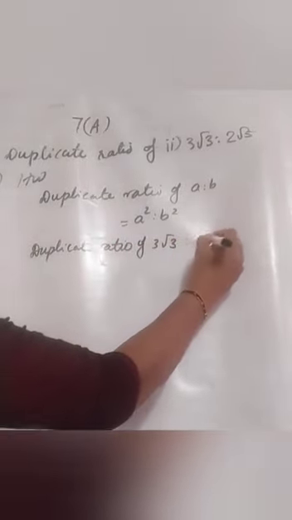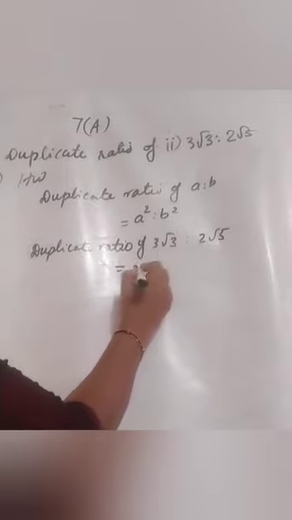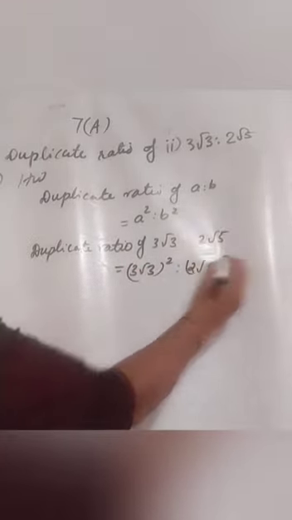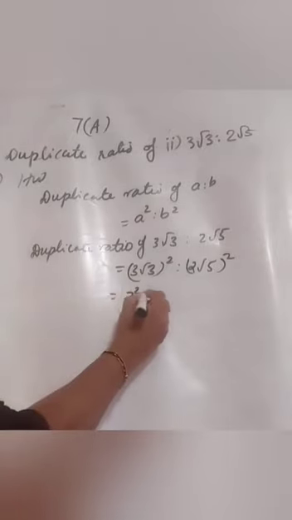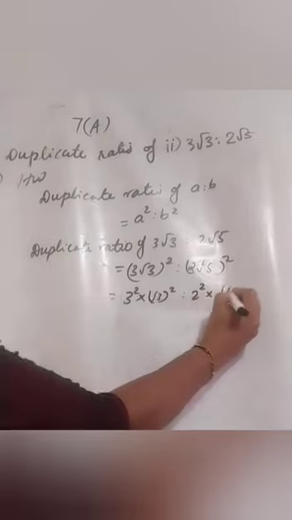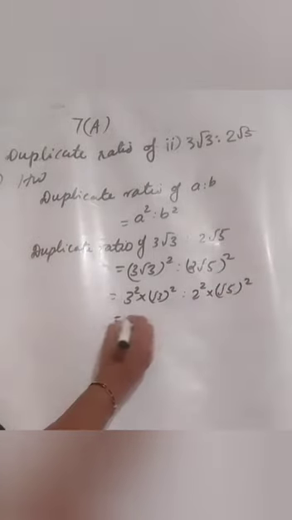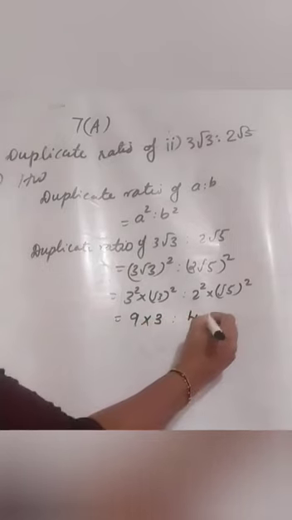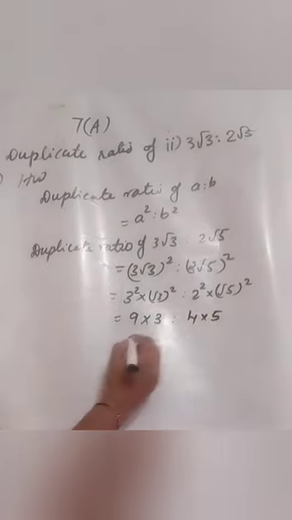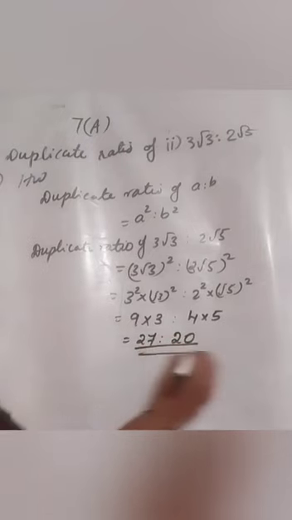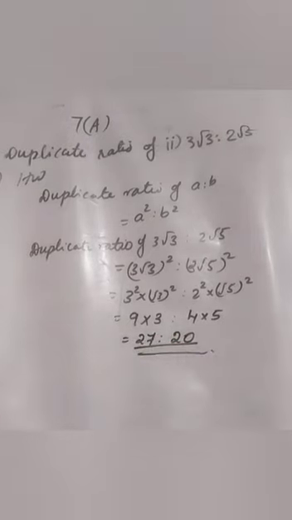(3 root 3) square is to (2 root 5) square. That is 3 square into root 3 square is to 2 square into root 5 square. 9 into the square of root 3, which is 3. 2 square is 4. The square of root 5 is 5. So the duplicate ratio is 27 is to 20. This is the required solution.